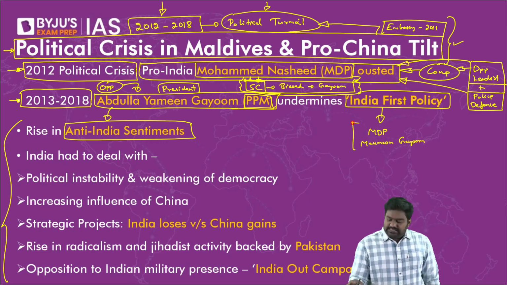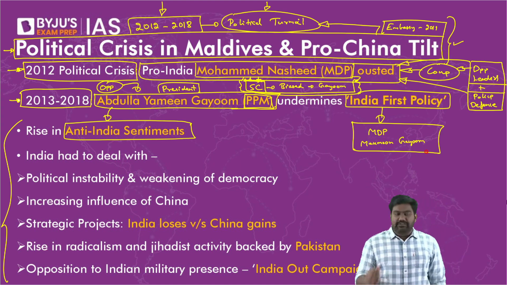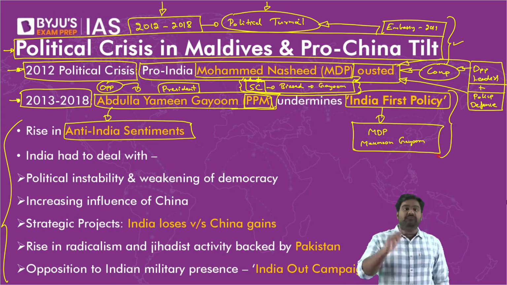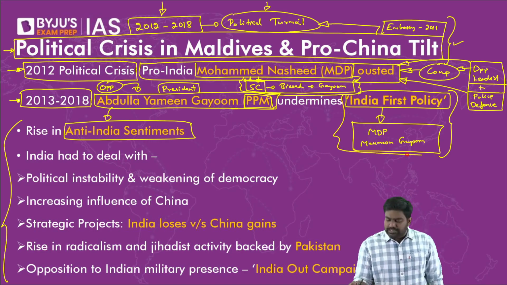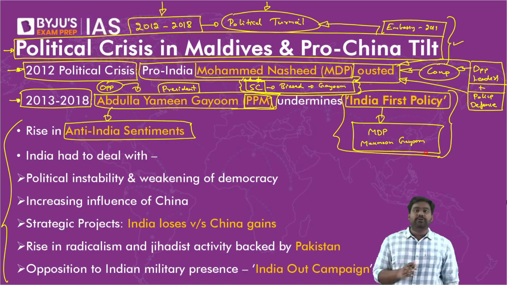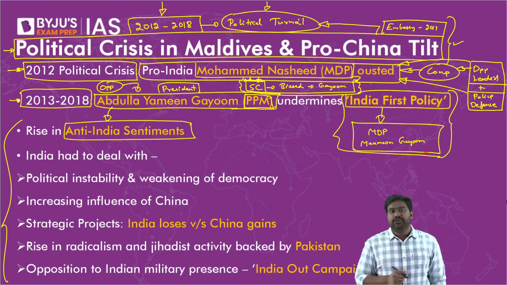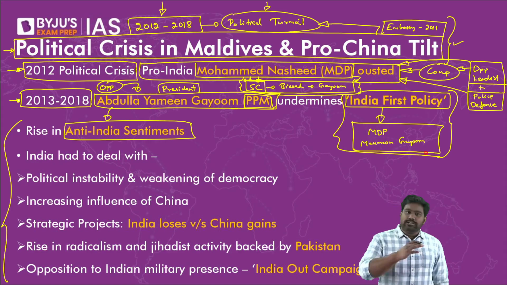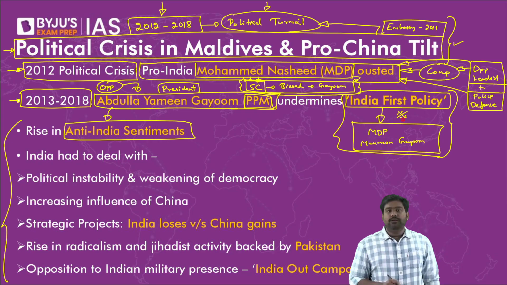From the 1960s to 2010, Maldives had always followed this policy called India First, meaning India will get first preference, first priority in the foreign policy of Maldives. Maldives would never do anything to threaten our security and our interests. That was a guarantee which existed under the India First policy. India would get preferential treatment and first priority in the foreign relations.